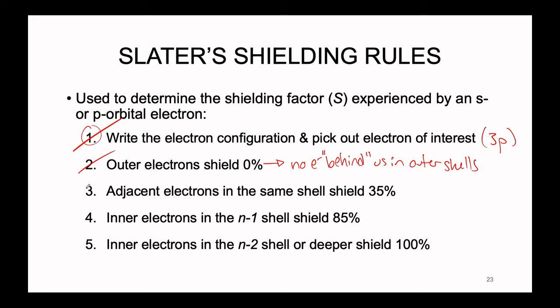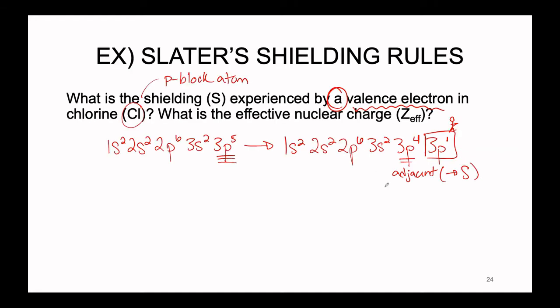All right, rule number 3 is where we start calculating some stuff. Adjacent electrons in the same shell are going to shield us 35% of the time. Now the shell that we are in, our shell, is n equal to 3.